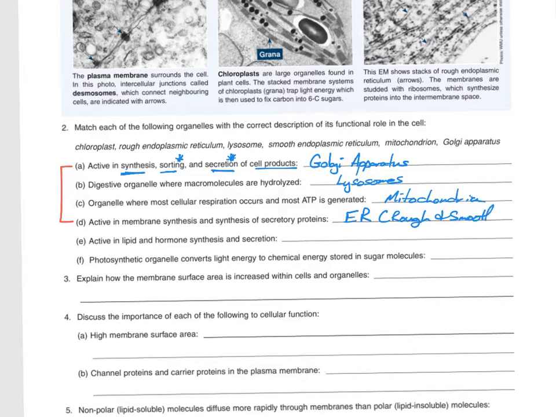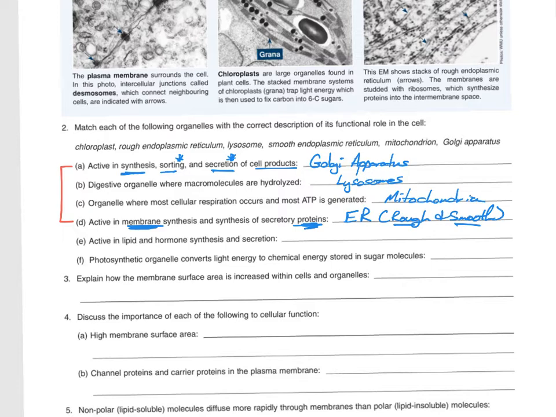Does anybody remember what we make in the rough ER? Ribosomes are on the rough ER. That's why they're rough. You're right. What do ribosomes make? At least you're thinking biomolecules, so that's good. But proteins. So ribosomes make proteins. You see, that's the key, right? Secretory proteins. So the rough ER is making the proteins, where the smooth ER is making the membranes or lipids. That includes cholesterol and other lipids.